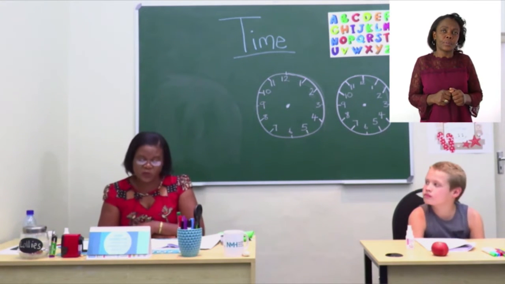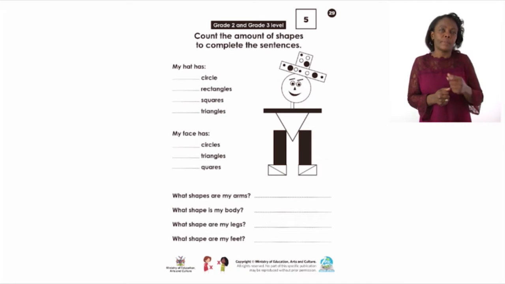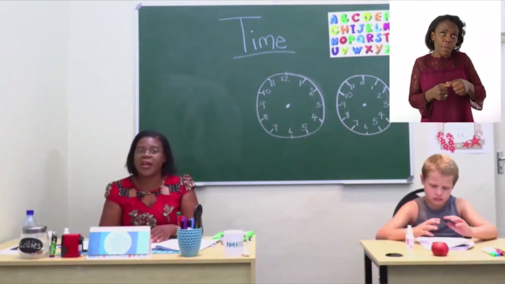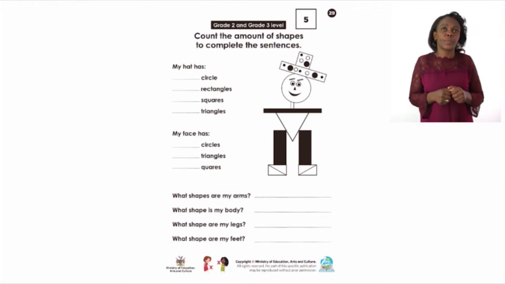Let us proceed to page 29 for both the grade 2 and grade 3. That was wonderful. It's an easy exercise. Let's come to page 29. I'm sure you still remember the shapes that we did. Now, when we check there on page 29, we will see the picture of my body.